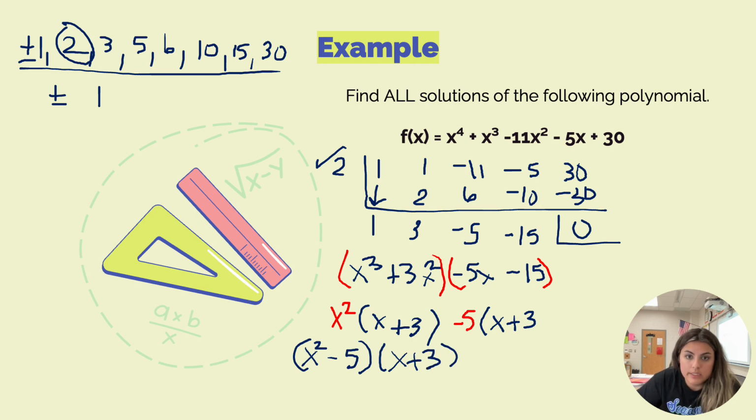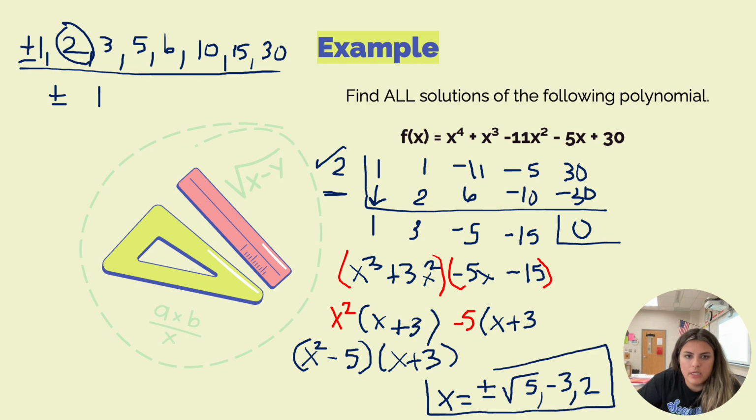Setting those both equal to 0 to find our final solutions, you would end up with x is equal to plus or minus the square root of 5. x is equal to negative 3, and you can't forget our 2 from up here. And we have 4 there, and this is a polynomial of degree 4, so I made sure I had enough. And there are our solutions.